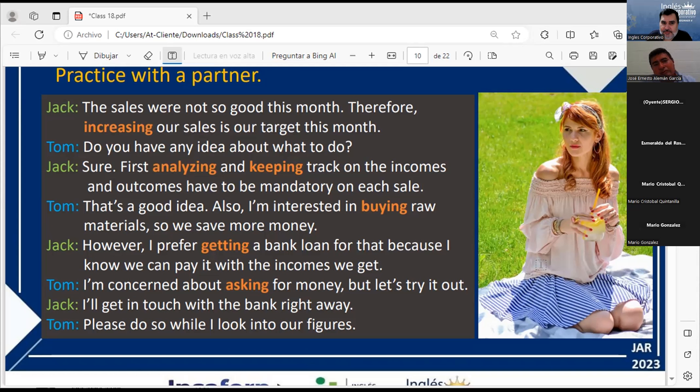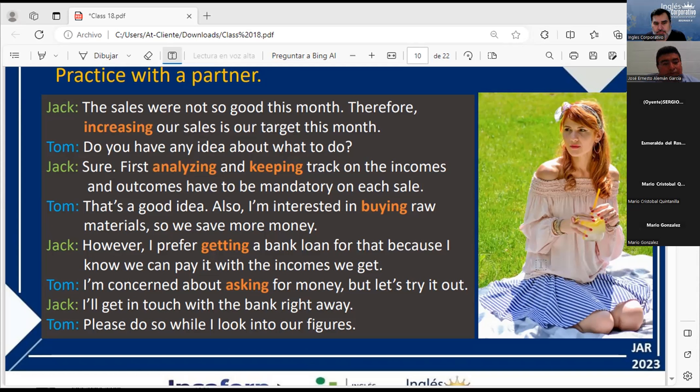The sales were not so good this month. The increments of sales are also tight this month. Do you have any idea about what to do? So first, analyzing and keeping track of the incomes and outcomes has to be mandatory on each sale. That's a good idea. Also, I'm interested in buying raw materials so we save more money. However, I prefer getting a bank loan for that because I know we can pay it with the incomes we get.